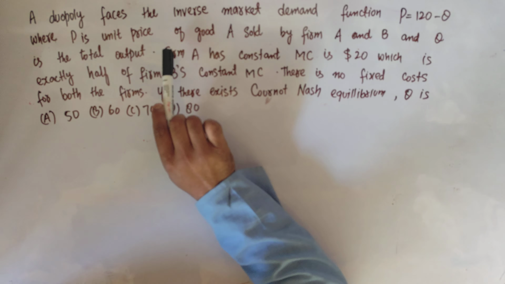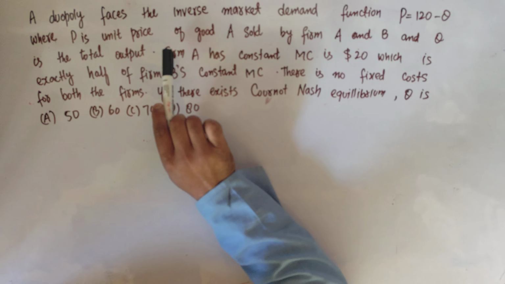So we have the inverse demand function, that is price is equal to 120 minus the total output of this duopoly. Since there are two firms in this duopoly, Q total output will be equal to the output of firm 1 plus output of firm 2. We are also being told firm A, let us say it is firm 1, I am just simplifying it here, has a constant marginal cost of $20.